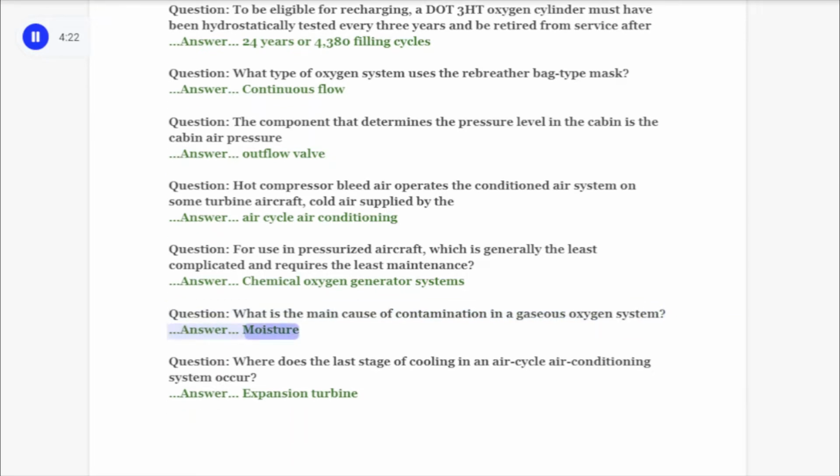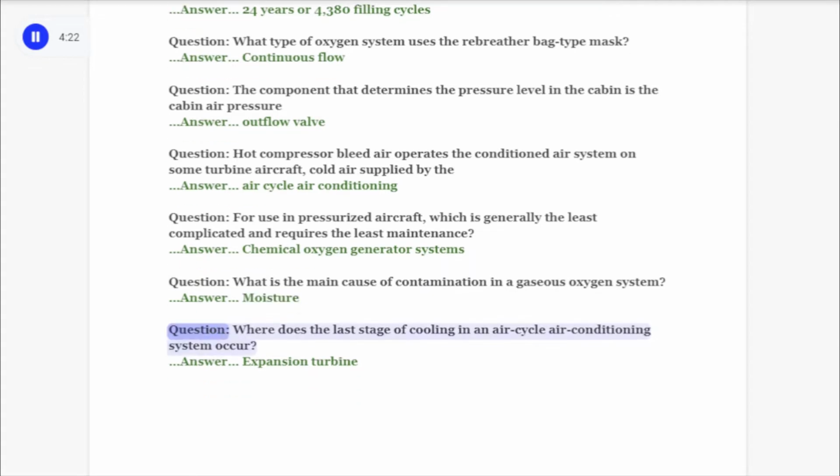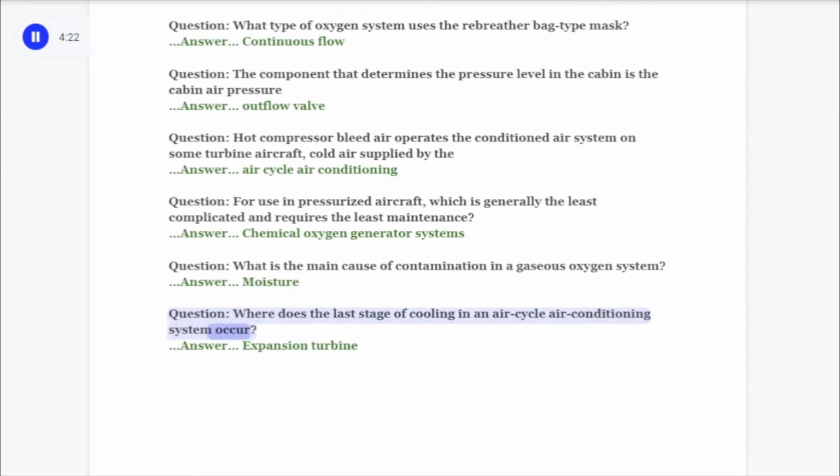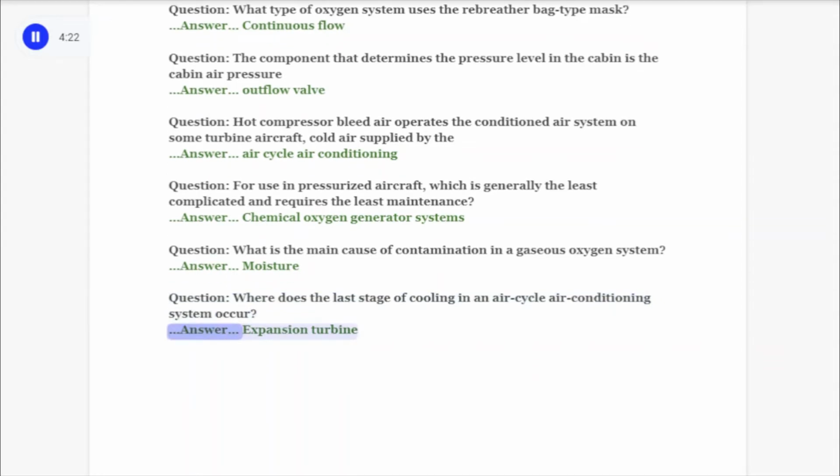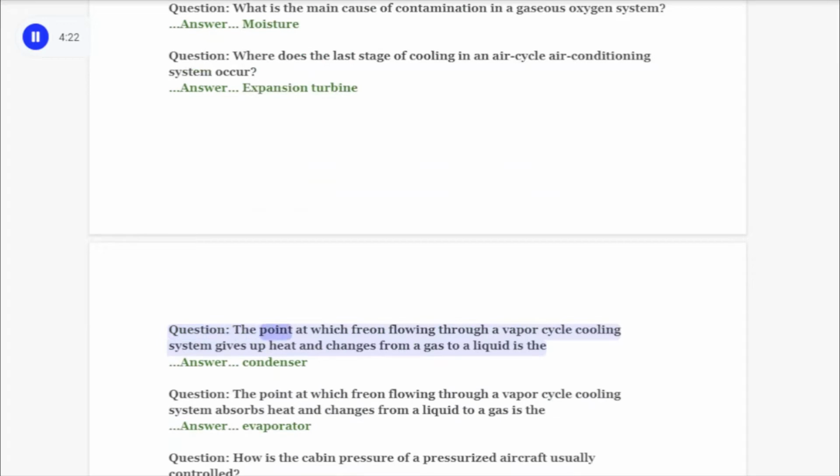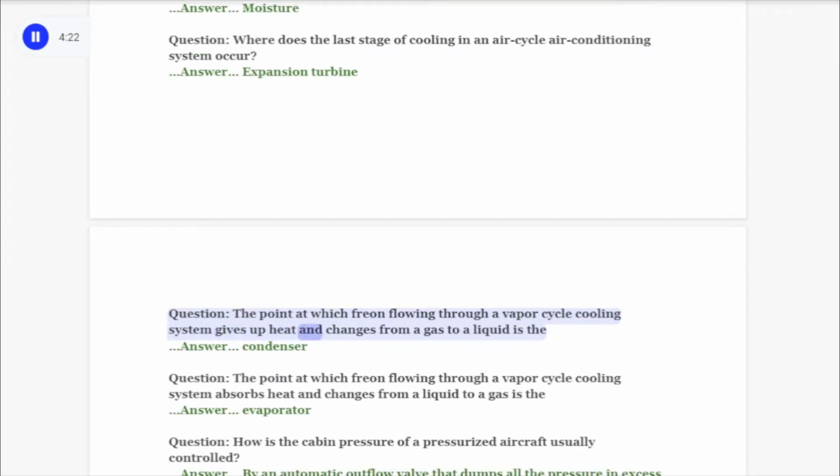Question: What is the main cause of contamination in a gaseous oxygen system? Answer: Moisture. Question: Where does the last stage of cooling in an air cycle air conditioning system occur? Answer: Expansion turbine. Question: The point at which Freon flowing through a vapor cycle cooling system gives up heat and changes from a gas to a liquid is the?